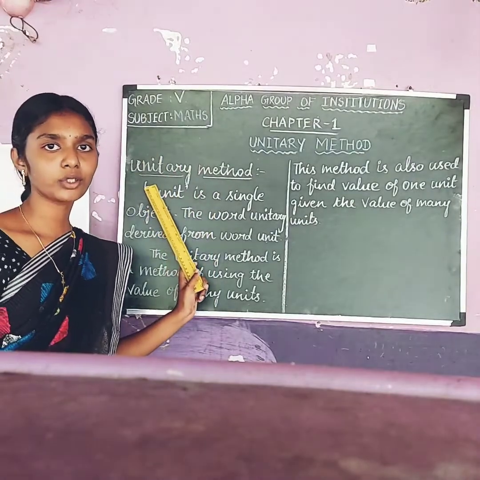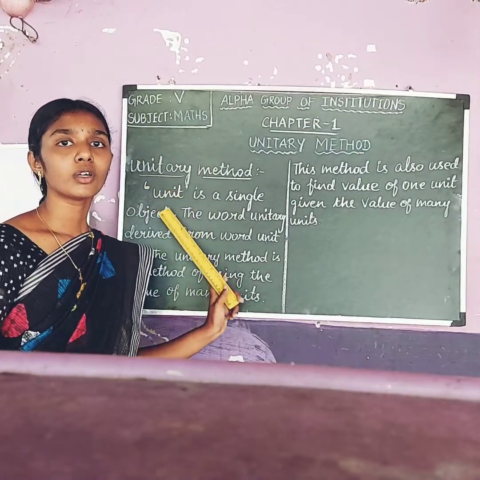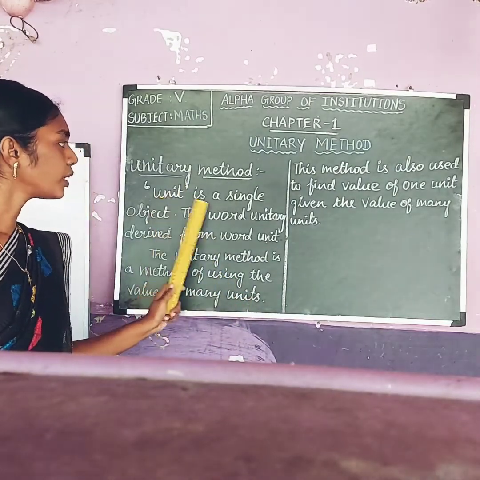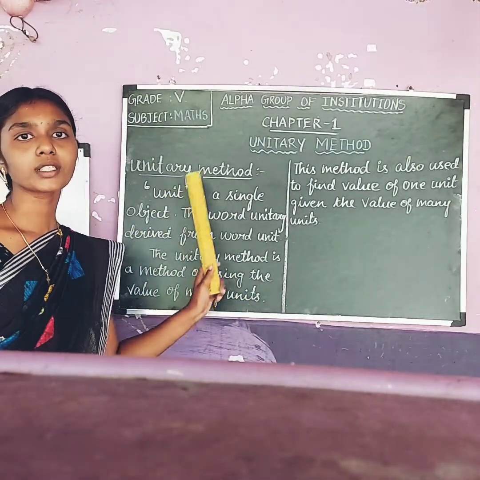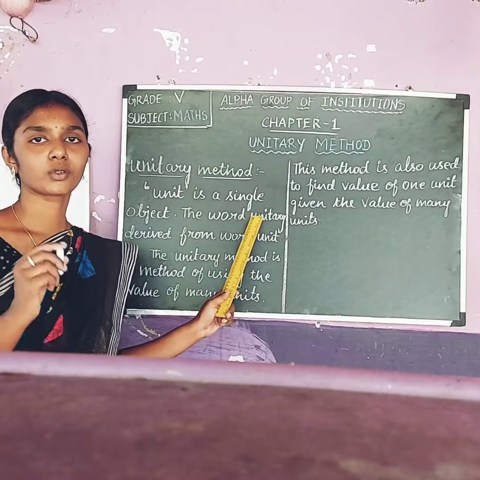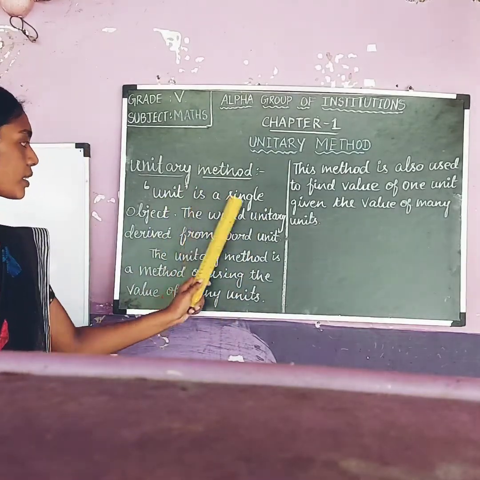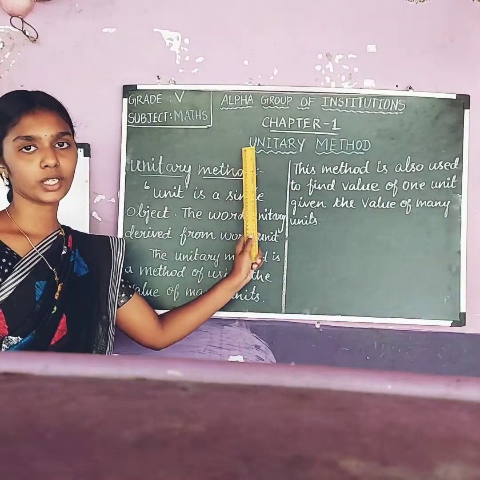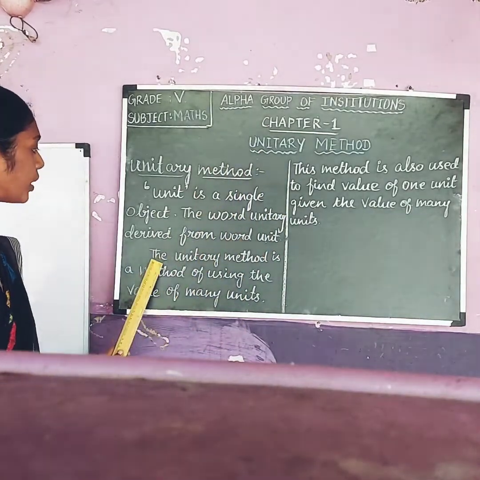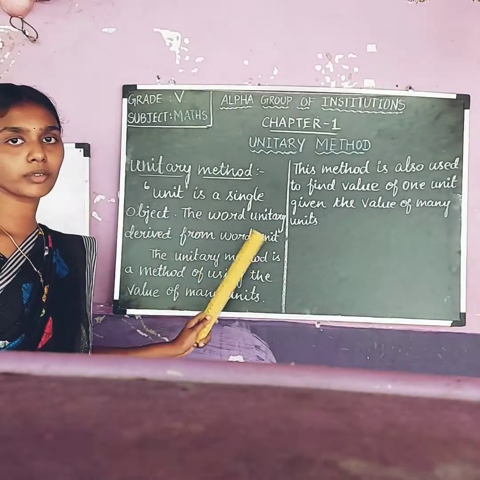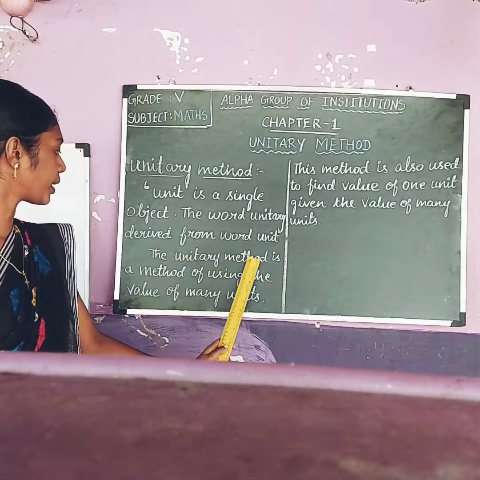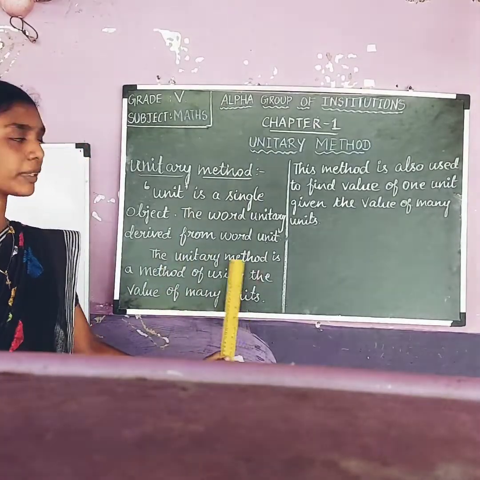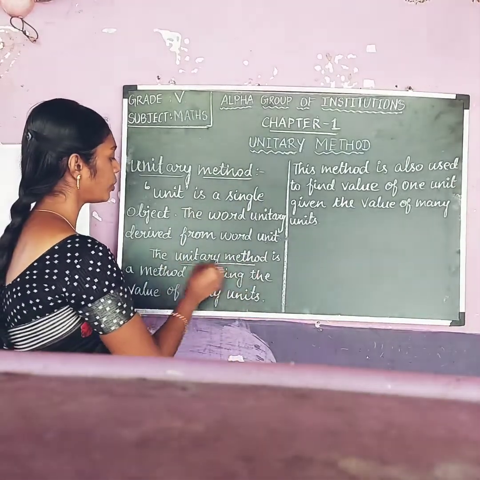See, once again I am explaining the unitary method. Before entering into the unitary method, we want to be familiar with the word unit. Unit is a single object. The word unitary is derived from the word unit. Next, we come to the unitary method. This is the introduction part of the unitary method.